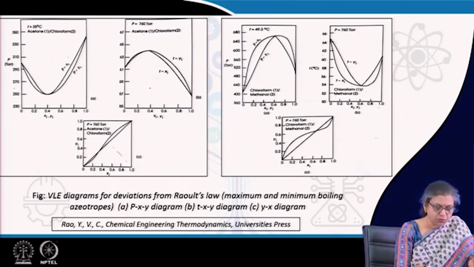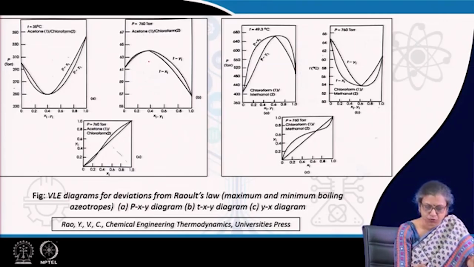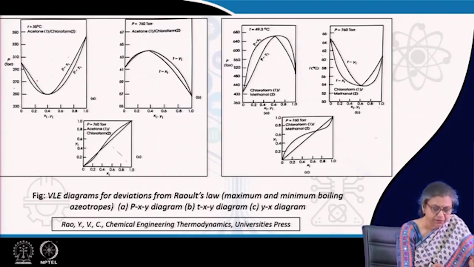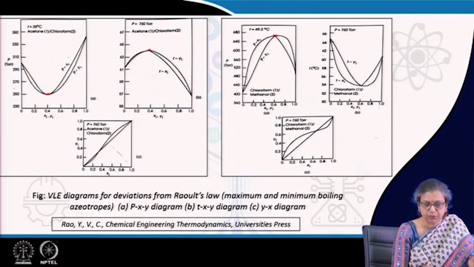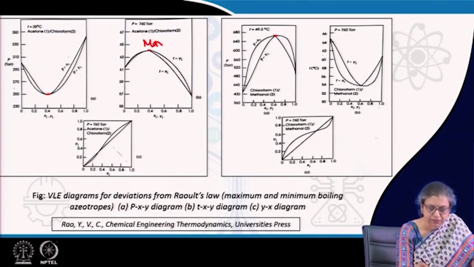This corresponds to the negative deviation from Raoult's law, which forms the maximum boiling azeotrope. When the two boiling points are not very far apart and the deviation is quite high, the Pxy exhibits either a minima or a maxima. Corresponding to that, there is one particular composition where the mixture boiling point is much higher compared to the boiling point of the pure components, and this point refers to the maximum boiling azeotrope, which forms when there is a negative deviation from Raoult's law.